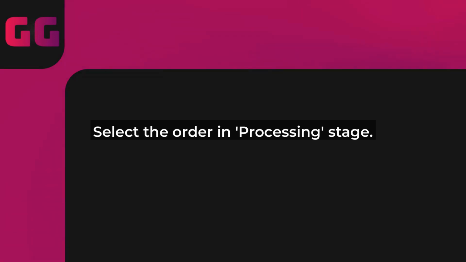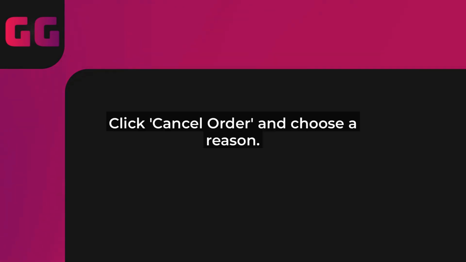Once you've selected the order, click on it to view the details. Look for the Cancel Order button. It's often right there on the page. Click it, and you'll be prompted to choose a reason for cancellation, like wrong item selected, or changed my mind. Be honest here, as it helps DHgate improve.